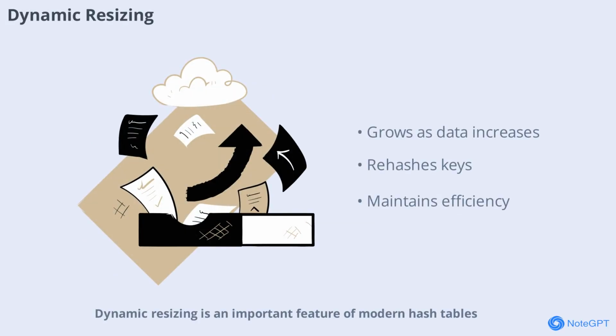Dynamic resizing is an important feature of modern hash tables. As more data is added, the table automatically grows to maintain performance. This involves creating a new, larger table and rehashing all the keys. While resizing can be time-consuming, it only happens occasionally. The result is a hash table that stays fast and efficient no matter how much data you add.